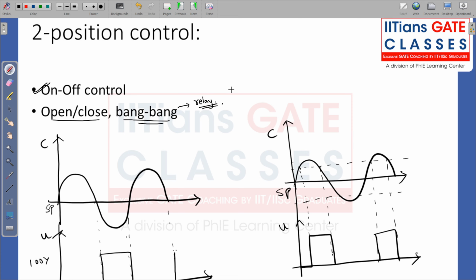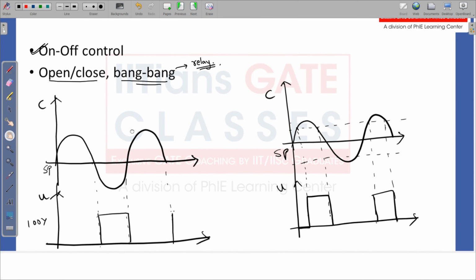Why do we call it open and close? Because the controller or the final control element has only two positions. Either it can open fully or it can close completely. So here you can see I have taken one simple example. C is my actual output.